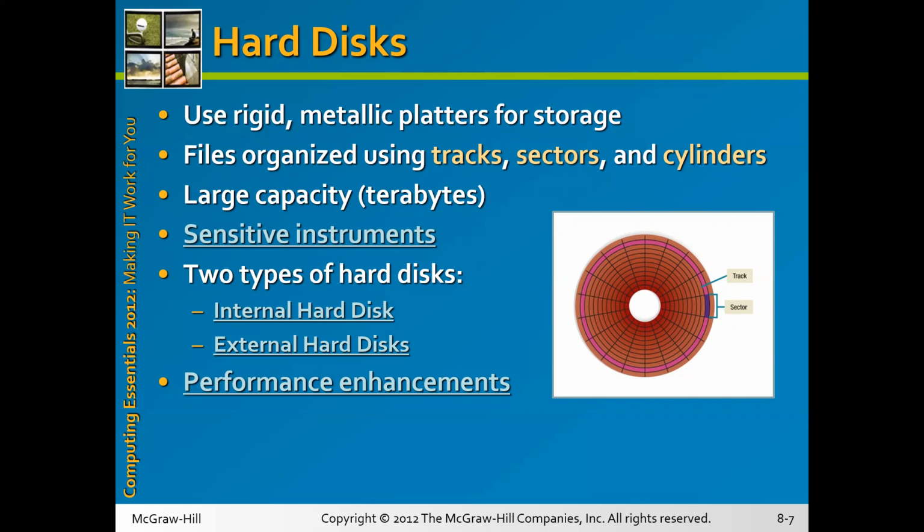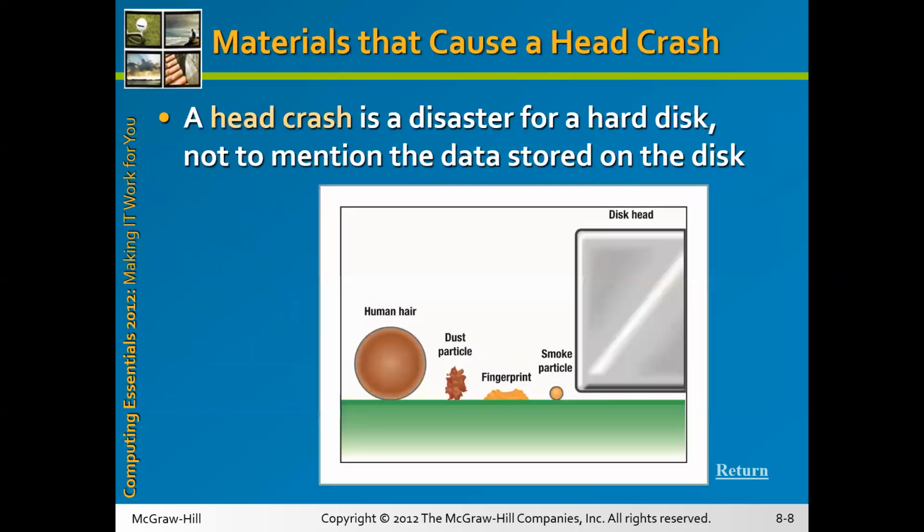Large capacity in terabytes. Hard disks are sensitive instruments and must be kept in clean and dry places. There are two types of hard disks. You have the internal hard disk, basically the one which is placed inside the system unit, and you have an external hard disk, the one that you would be able to add to your computer system and carry around. Hard disks have the capability to enhance performance of a computer system.